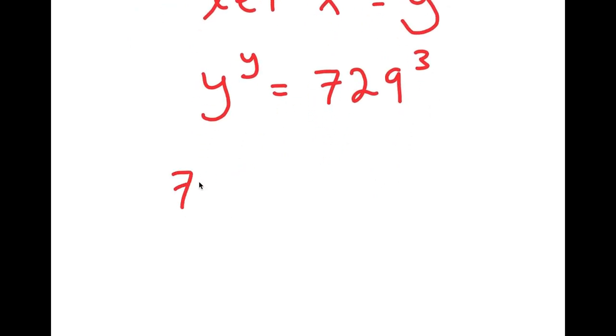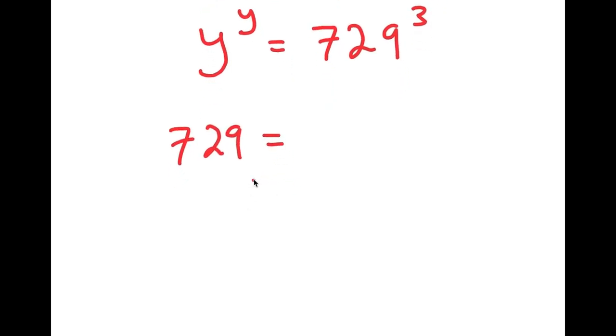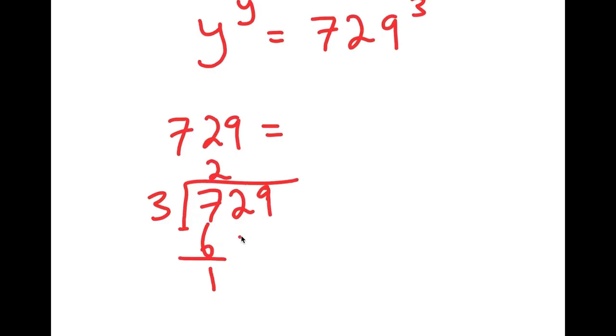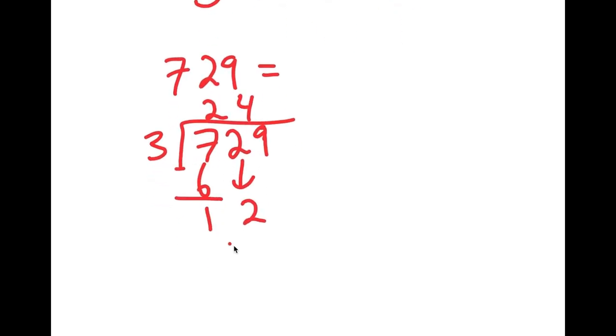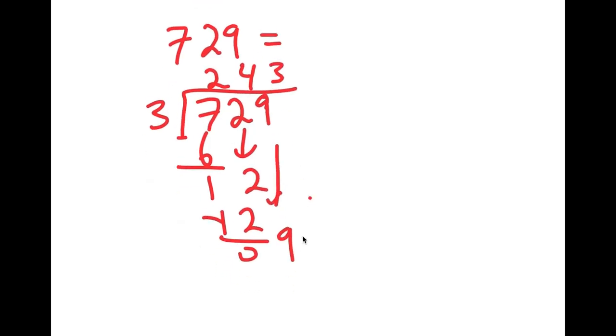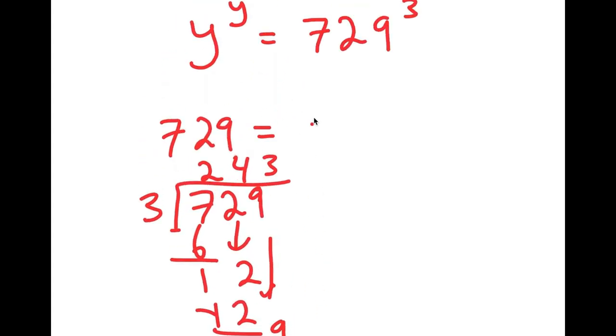So 729 is the same thing as, let's find some factors of this. So a factor of 729, let's try to divide this by 3. 729 divided by 3, we have 2 over here, so we get 6. We subtract 7 with 6, we get 1. We bring that to 2. 3 times 4 is 12. And now we bring that to 9. 3 times 3 is 9. So I get 729 is equal to 243 times 3.